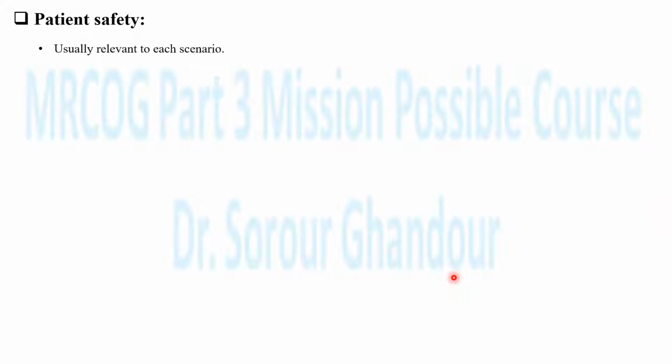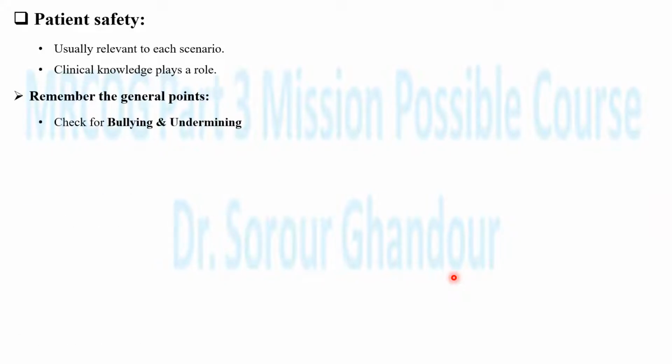Usually the safety will be related to each scenario, but clinical knowledge plays a role in this task. There are general points. Asking or checking for bullying or undermining is a point of safety. If you didn't ask about this point, it will be considered as a borderline in the patient safety.